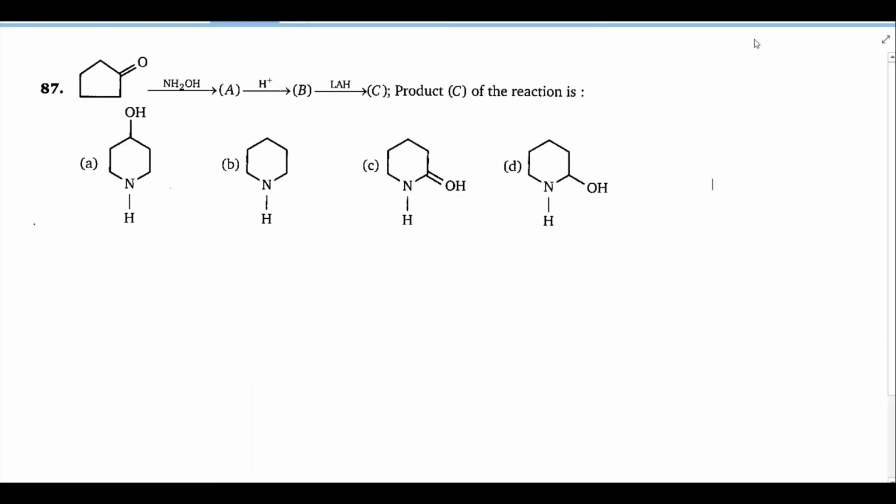Now question number 87, you can observe that the first reaction is addition followed by elimination. So this is cyclopentanone, and this is treated with hydroxylamine, and water is going to eliminate, and then this is treated with hydroxylamine in acidic medium.